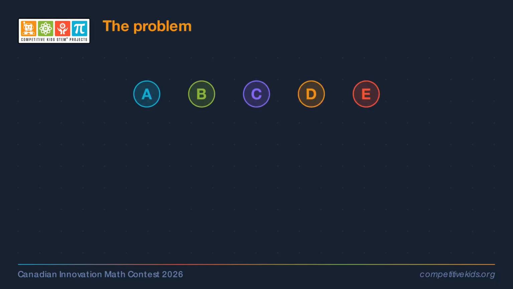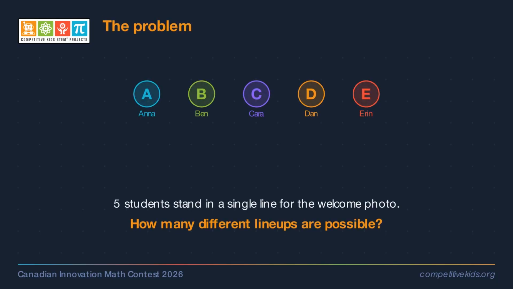At a welcome event for new classmates, 5 students stand in a single line for the welcome photo: Anna, Ben, Kara, Dan, and Aaron. How many different lineups are possible?